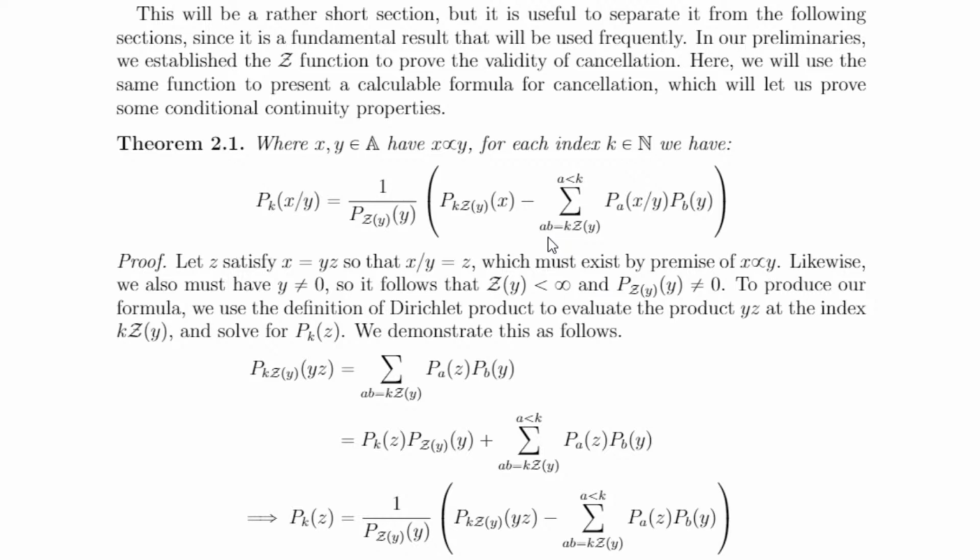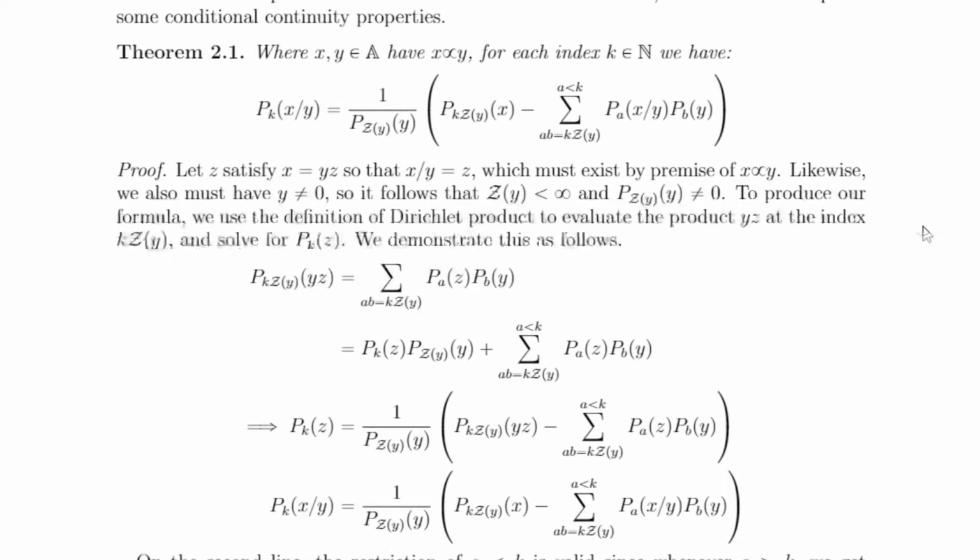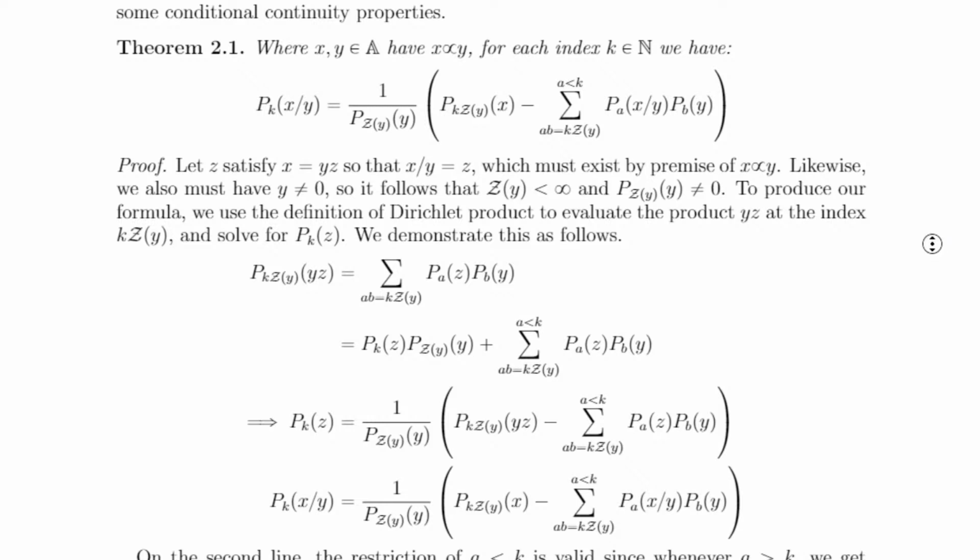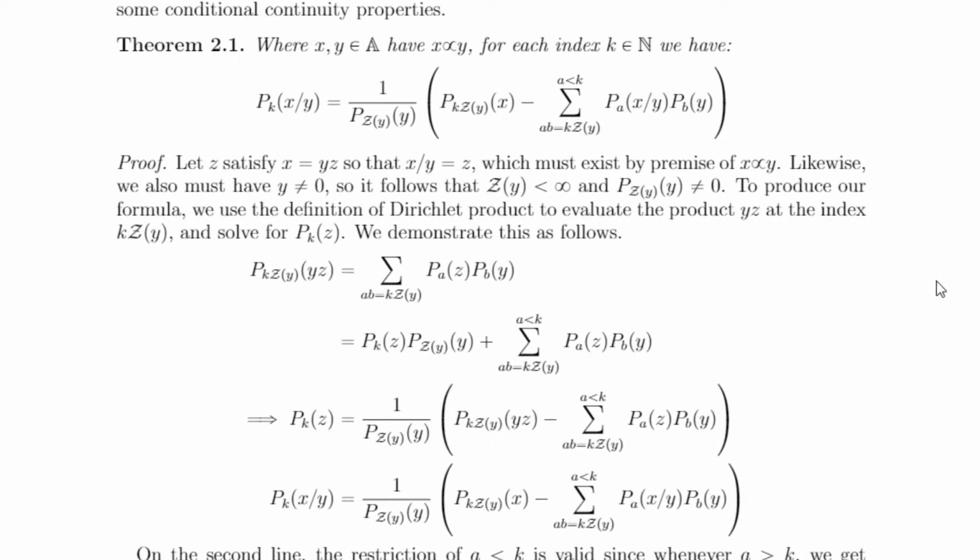Of this formula is that it gives us this inductive definition for cancellation. The proof is not too complicated. The formula is definitely a lot more complicated than the proof actually is. Essentially what we want to do, we're pointing out x can be divided by y. So this is our premise up here.